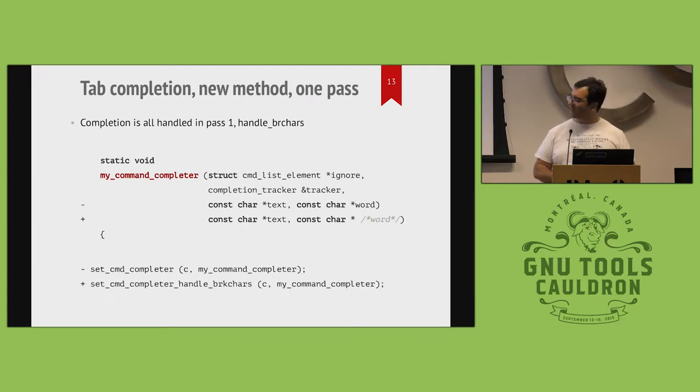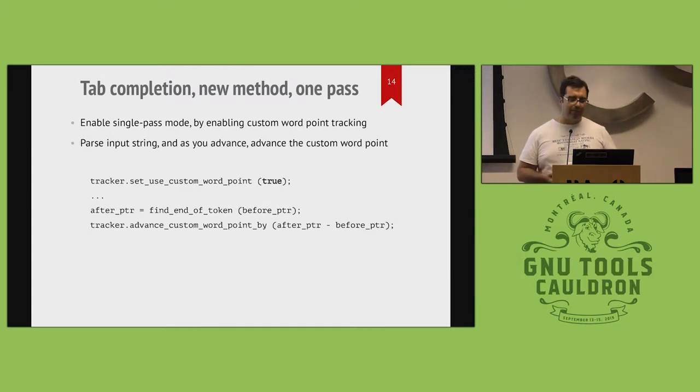All right, so let me just show you quickly how you would convert a command. I kind of hope some people in the room might feel motivated to go and convert something. Maybe they thought it would be too complicated, but it's not. You take some command and you just get rid of the word breakpoint parameter because you're going to compute it yourself. And you install a set command completer handle break chars callback. That's a phase one callback. It's rare that a command in GDB calls that in the old ways, but for the new ways, every command will call that. Maybe we'll change the name at some point.